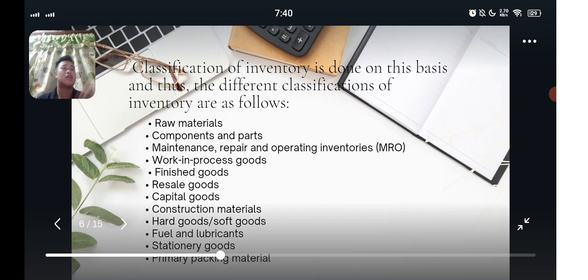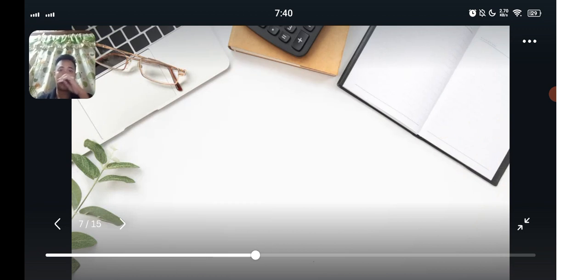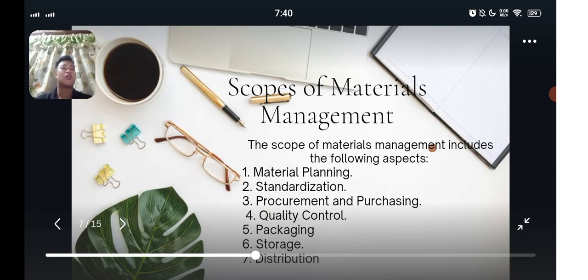So the next one is scopes of materials management. The scope of materials management includes the following aspects. Number one is material planning. Number two is standardization, three is procurement and purchasing, four is quality control, five packaging, six storage, and seven distribution.